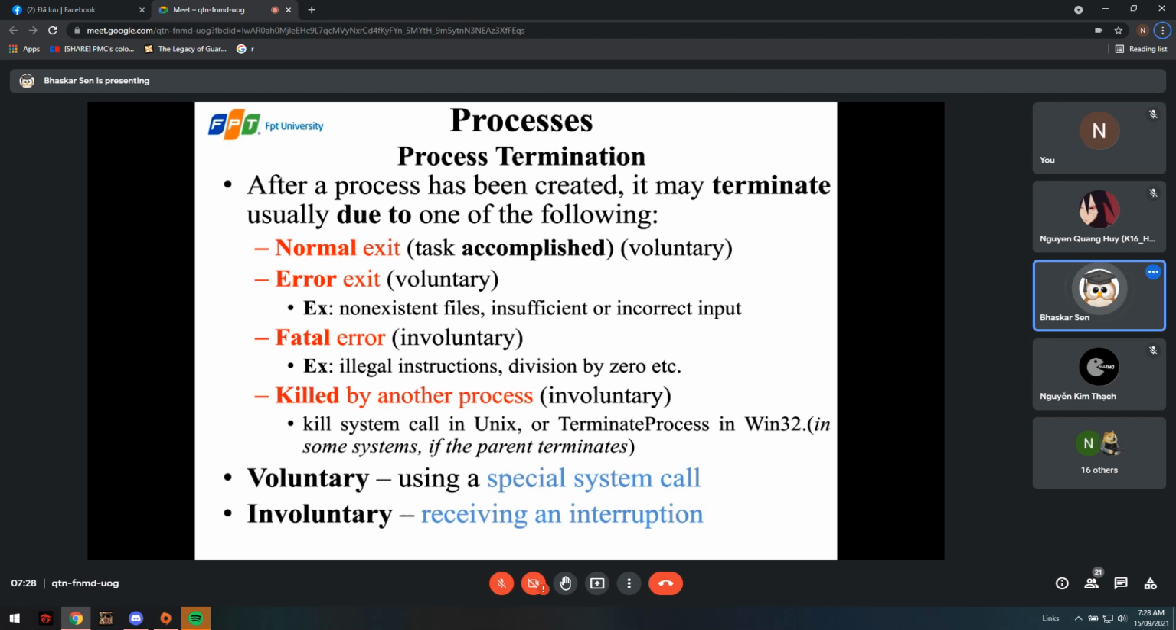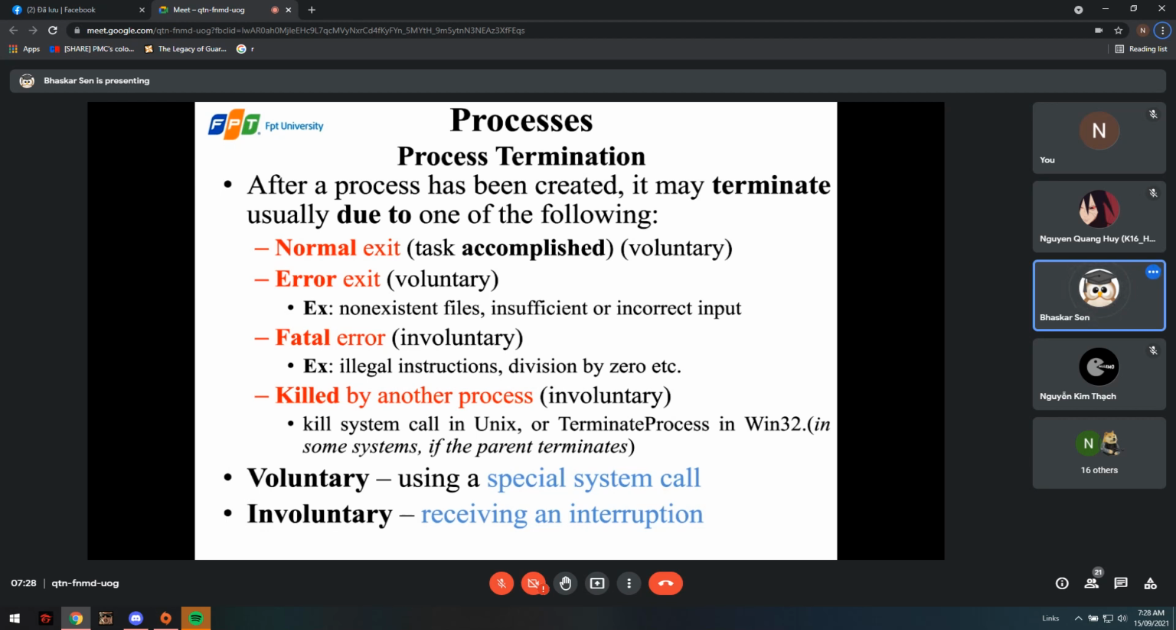As we can see, the first two are voluntary exits, or voluntary terminations. So what do we mean by voluntary termination? Voluntary termination literally means that programmatically we exit. The first one you're familiar with, and probably some of you already know the second one as well. The second one we can implement.